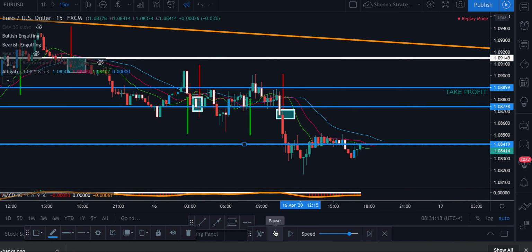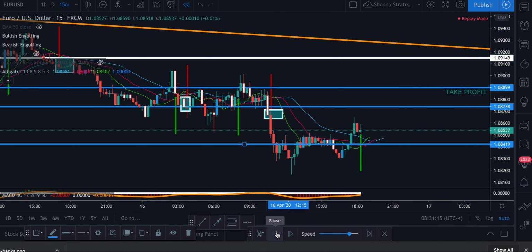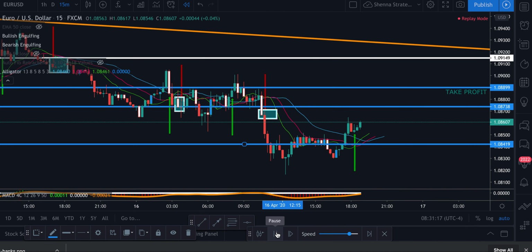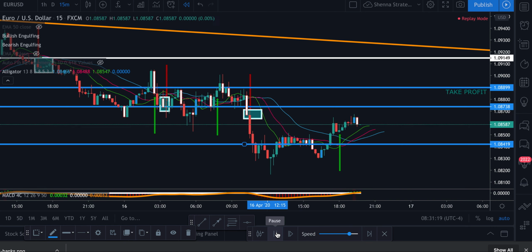And that's why I like to do the replay, because it shows you what actually happened in the market. So we're looking at the past market, but we're looking at it in real time.